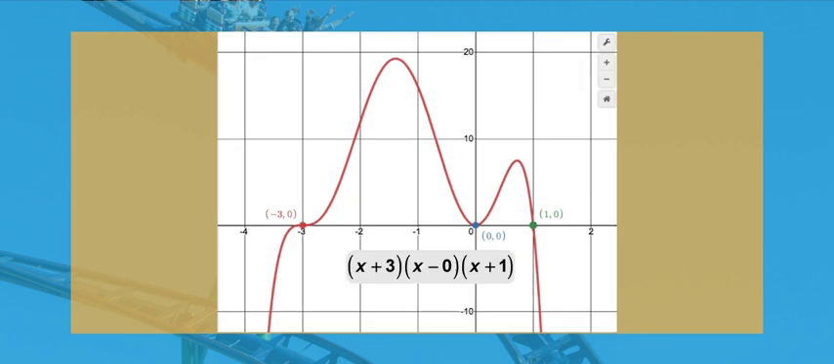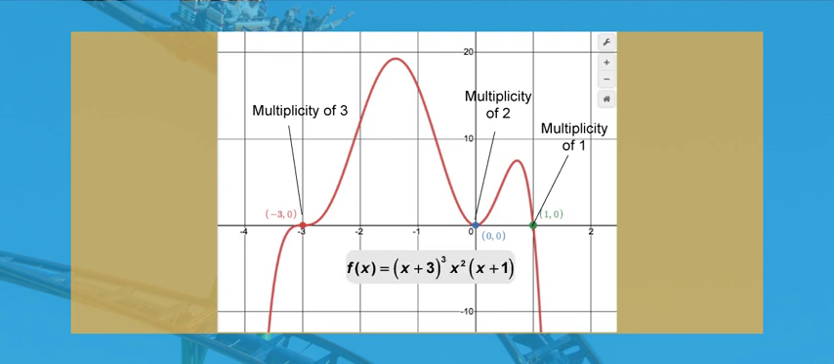Given the x-intercepts, we know the polynomial is going to be the product of these three linear factors. Now we need to account for the multiplicities. Analyze the graph. We end up with these multiplicities. The resulting function, accounting for the multiplicities, is shown here.